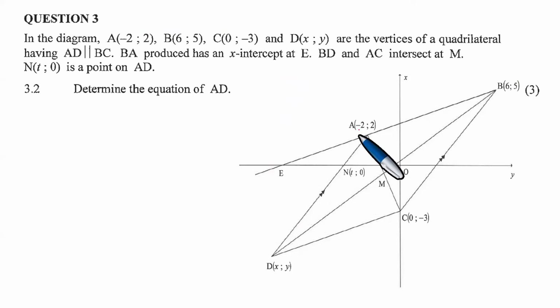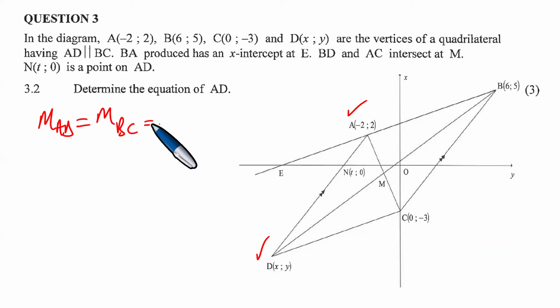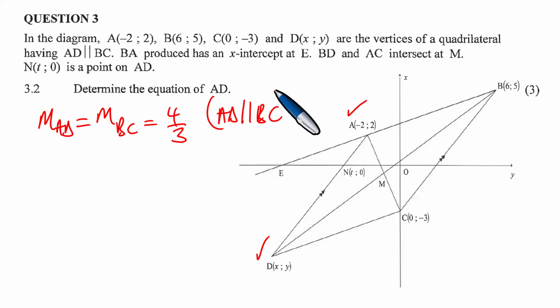Determine the equation of AD. Anyone? What is the first step? How do we find the equation? What is the formula? First and foremost, we know that the gradient of AD is equal to the gradient of BC. And the gradient of BC equals what? 4/3, because AD is parallel to BC. It has been given.